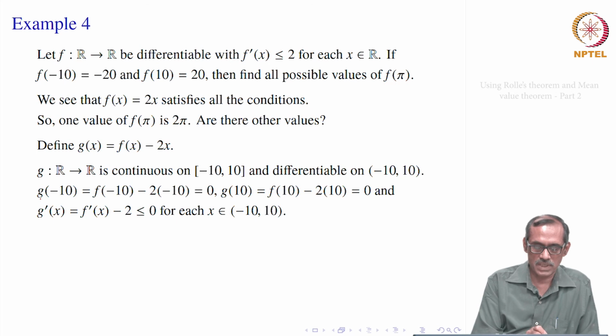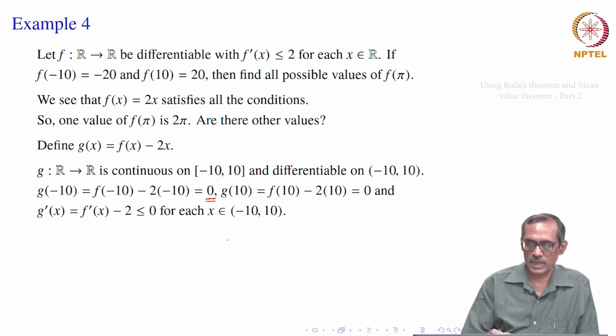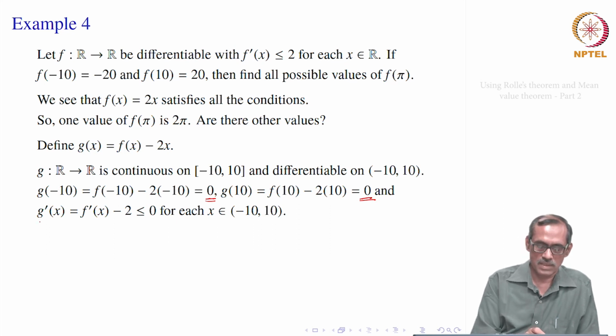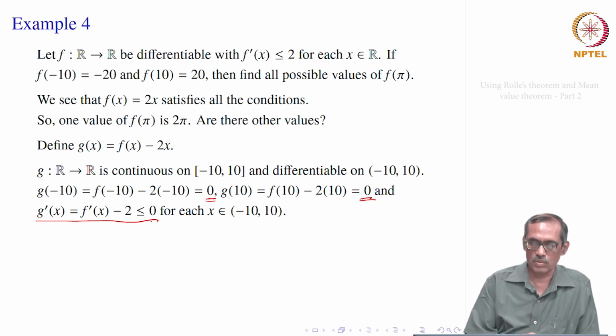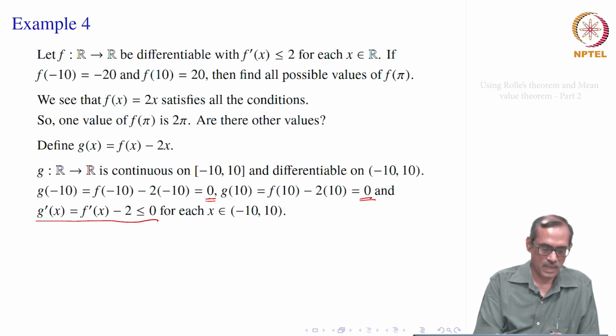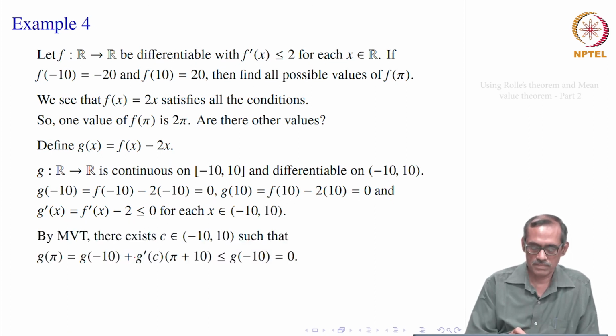Now, here what we have is g of minus 10 is equal to 0. Let us see, that of course, we have verified, and g of 10 is also equal to 0, right, and g prime x equal to f prime x minus 2 is less than or equal to 0 for each x in minus 10 to 10. Now, if you use mean value theorem, you should get one c such that g of pi equal to g of minus 10 plus g prime c into pi plus 10.